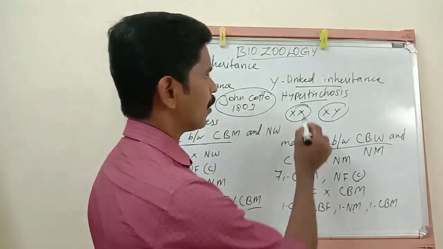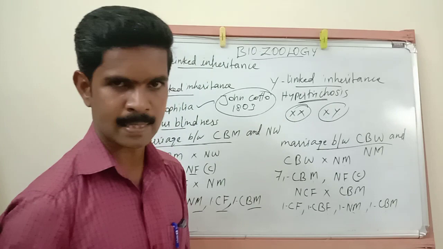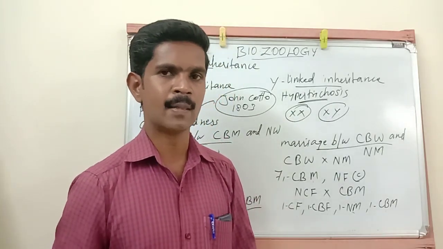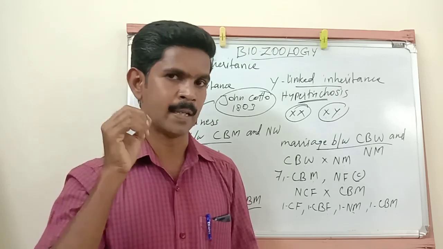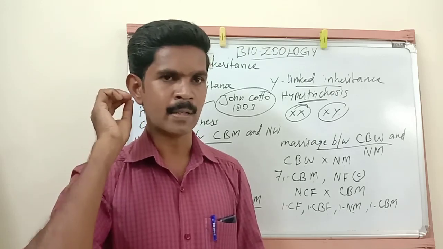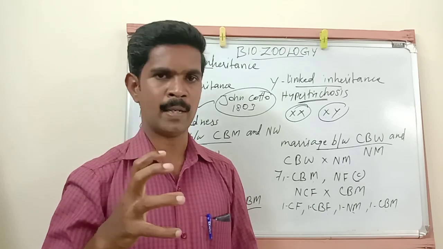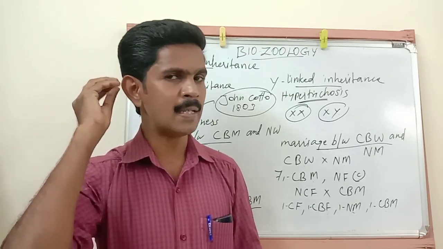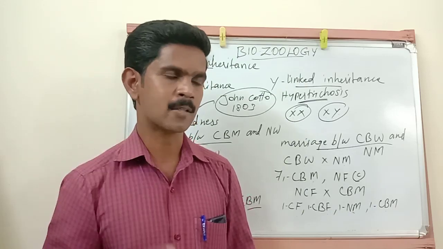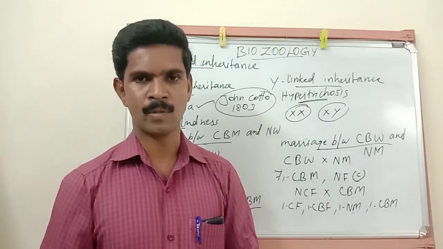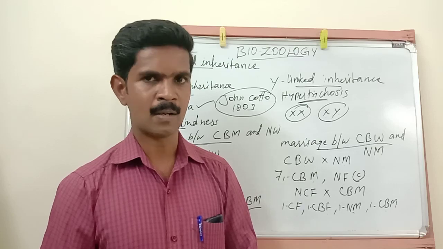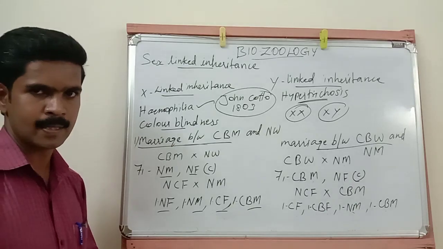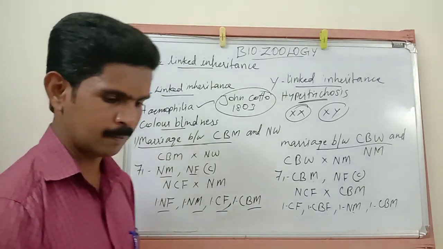Understand? And the example for this disorder is hypertrichosis. Here hypertrichosis means excessive growth of hair in the pinna region of the ear. So this region is called the pinna region. In some males, the pinna region has many hairs. This condition is called hypertrichosis. Understand, all of you? So I hope you all understood this sex-linked inheritance.